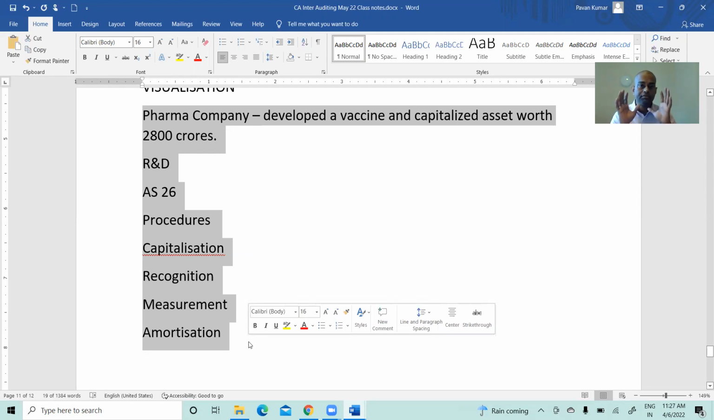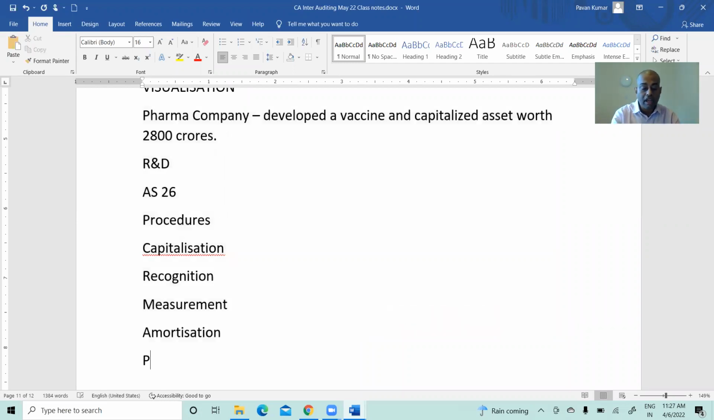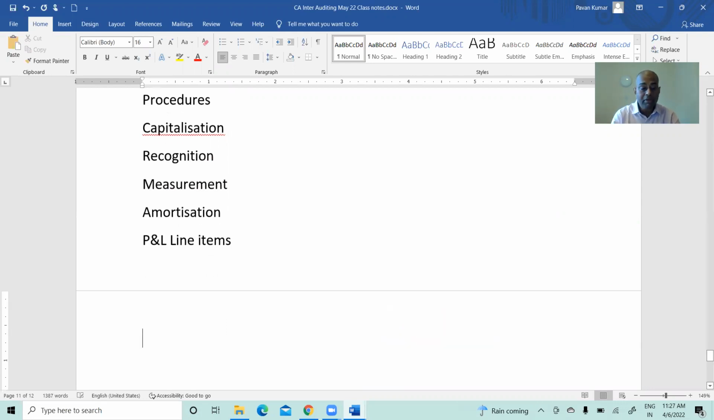Now simple. Close your eyes. Imagine how many transactions are there. How many line items are there in P&L. Okay, P&L line items. So can you tell me P&L line items, Harini? Some P&L line items. What you see in debits and credits in P&L? Tell me.